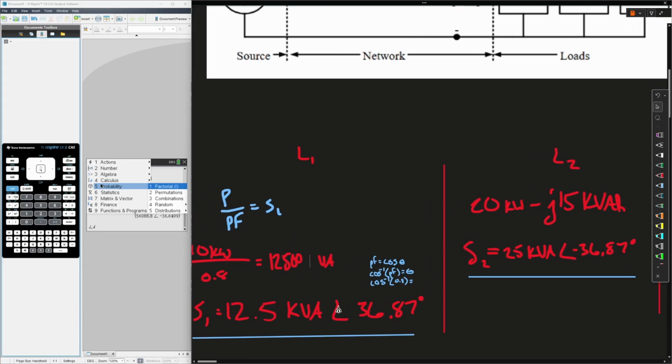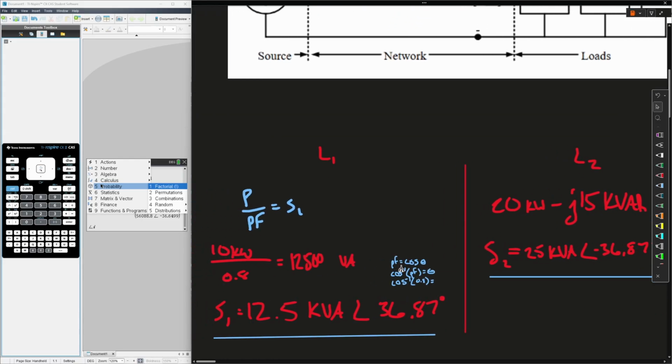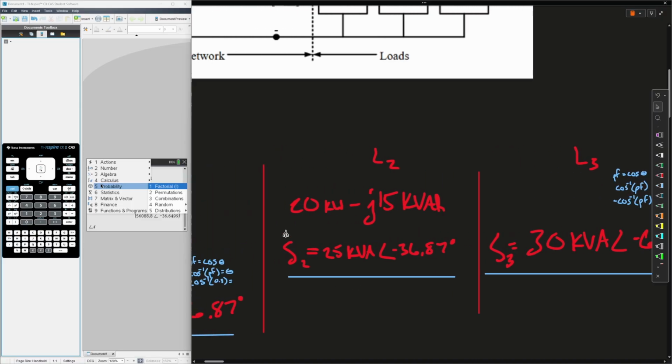And then to find your phase angle, you use power factor equals cosine theta, and then just do arc cosine for both sides, which gets you arc cosine of the power factor gets you your phase angle, and so the arc cosine of 0.8 gets you 36.87. So here's S1. I just put it into polar form, which this would be apparent power, and then your phase angle here.